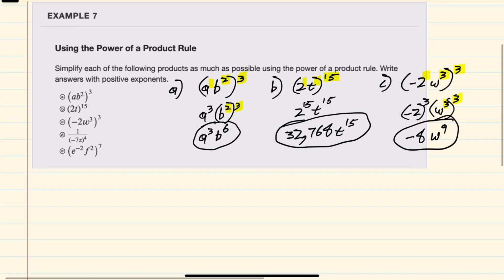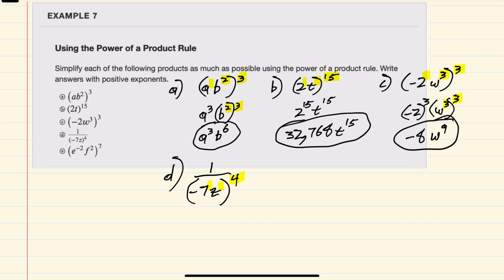Moving on to d, the power of a product rule is just in the denominator, so we'll leave the numerator as just 1, apply the 4th power to both values in the denominator, giving us 1 over -7 to the 4th and z to the 4th. Here, simplifying -7 to the 4th, we can multiply that out to be 2,401 times z to the 4th.